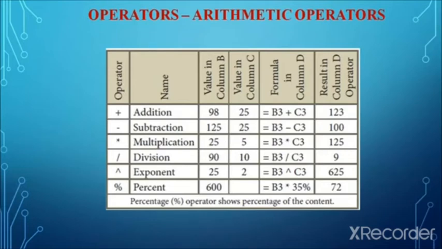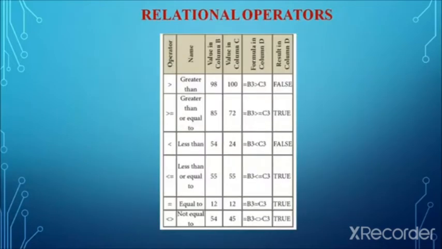So this is how the arithmetic operator works. And next one we are going to see about the relational operator. A relational operator just relates two values or two cell references. It compares two values that are available in cells, so we call it a relational operator, or a comparative operator.